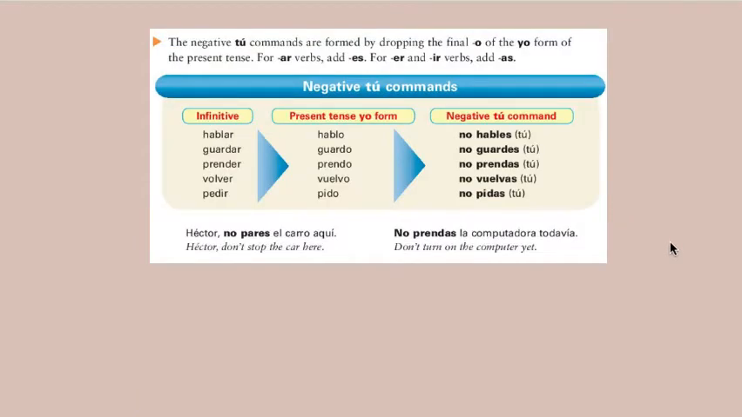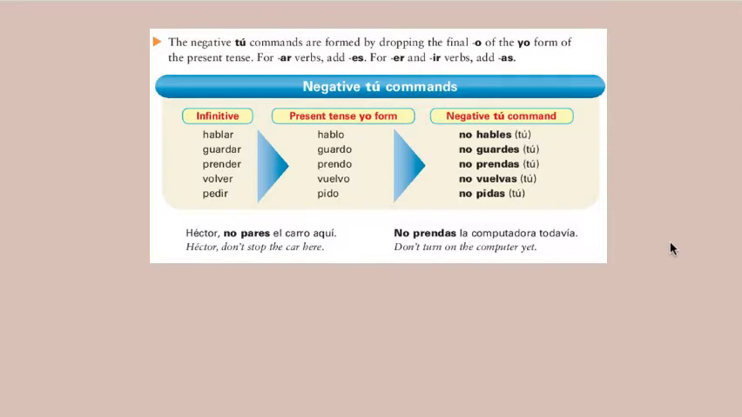So negative tú commands, like don't do this thing, as we say in English, are formed by dropping the final o off the yo form of the present tense. For AR verbs, you add es, and for ER and IR verbs, you add as. Por ejemplo, el verbo hablar, tenemos hablo y luego no hables. Guardar, guardo, no guardes. Prender, prendo, no prendas. Volver, vuelvo, no vuelvas. O pedir, pido, no pidas.